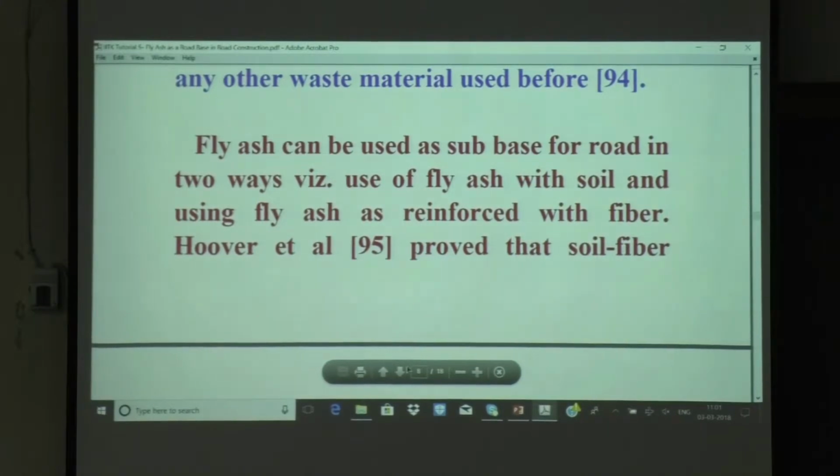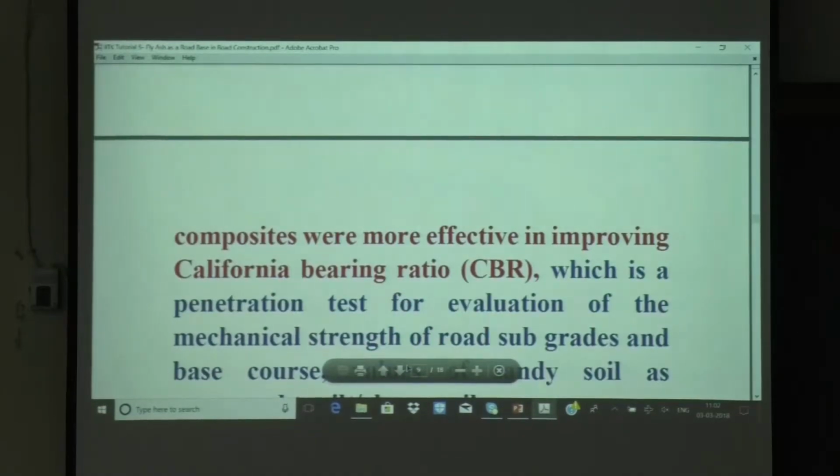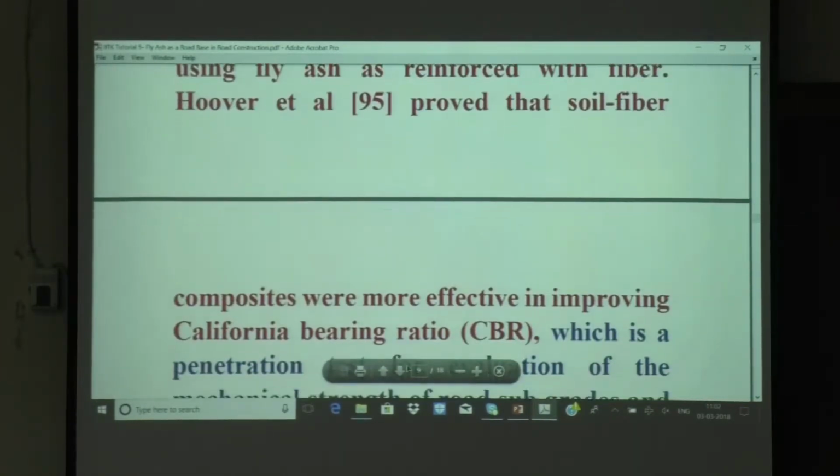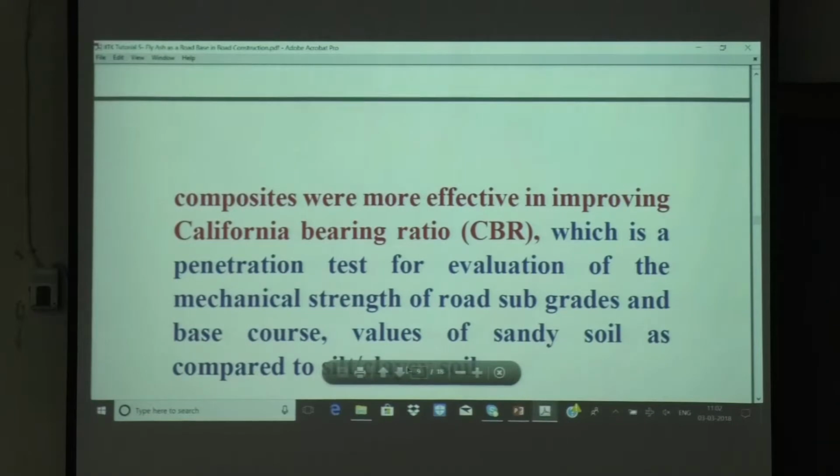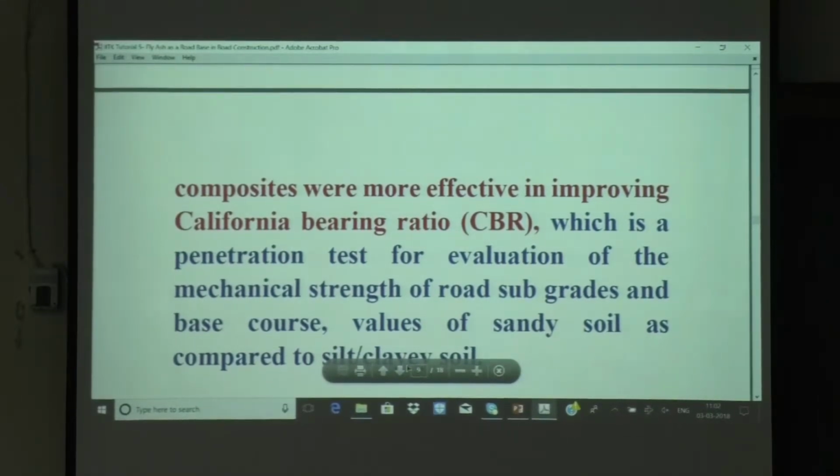When you use sub-base for road, you can use fly ash in two ways. So you can use fly ash with soil, and you can use fly ash as reinforced with fiber. Hoover et al. proved that soil fiber composites were more effective in improving California bearing ratio. So this is something which has come, which is a penetration test for evaluation of the mechanical strength of road subgrades and base course, values of sandy soil as compared to slate and clay soil.